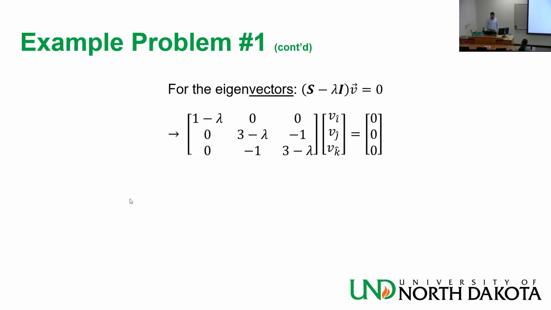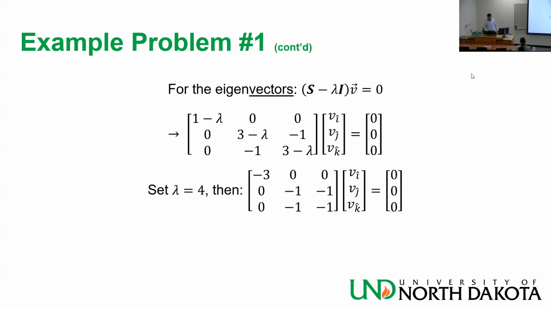Anyway, but let's just say for every eigenvalue, I plug it in. I have 3 different values for lambda, 4, 2, and 1. I plug it in and I solve this equation. Okay, so now let's start with 4. 1 minus 4, minus 3. 3 minus 4, minus 1. 3 minus 4, minus 1. Minus 1 and minus 1 stay the same.